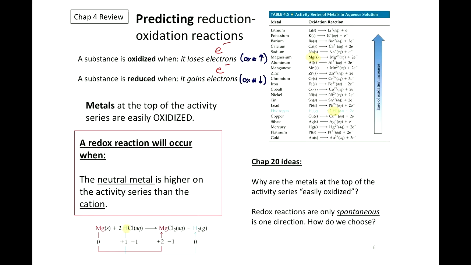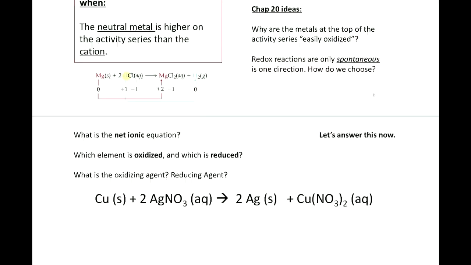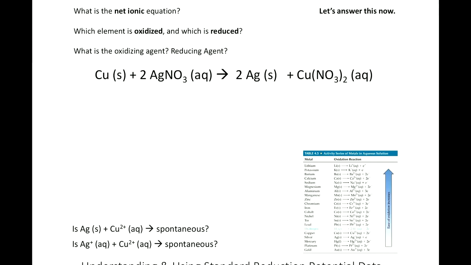So in chapter 4 review, we just think, okay, does the reaction happen spontaneously? The new ideas here in chapter 20 are, okay, why are the metals at the top easily oxidized? It has to do with reduction potentials. And redox reactions are only spontaneous in one direction. Why? Or how do we predict it? It all has to do with delta G and cell potentials, essentially. Before you just blindly trusted me it would happen, but there's reasoning to it.